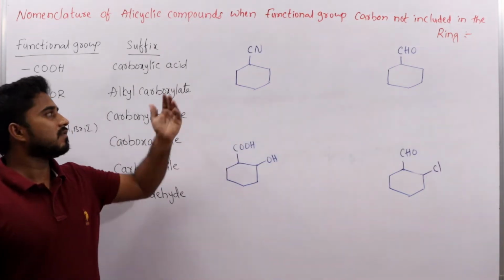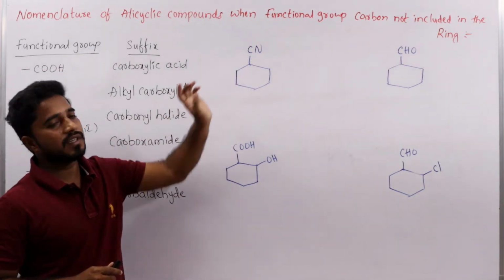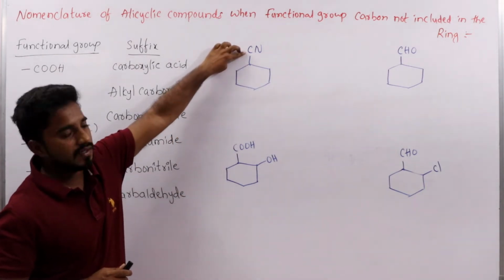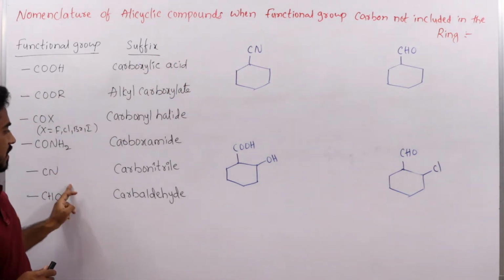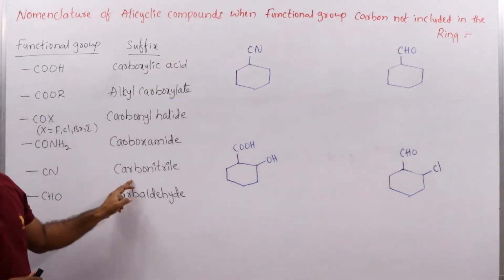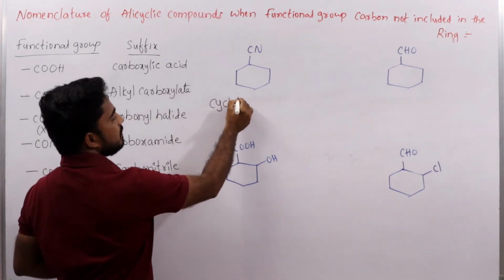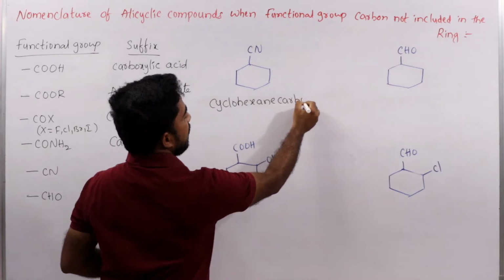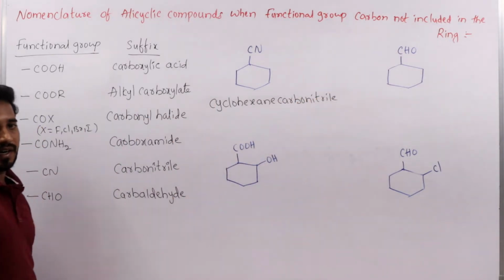Let us see these examples. A cyclohexane ring bonded to CN. When CN is present, the carbon of the CN is not included in the ring. That's why we have to use a special suffix. What is that? Carbonitrile. Then we write cyclohexane carbonitrile. Cyclohexane carbonitrile is the name.